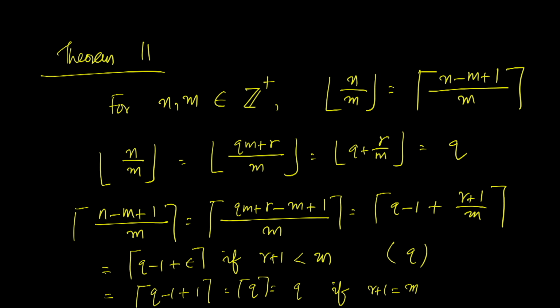Since r ranges from 0 to m minus 1 both inclusive, r plus 1 is either less than m or is equal to m. So these are the only two possibilities. In both the cases we find that the right hand side evaluates to q, hence the theorem.